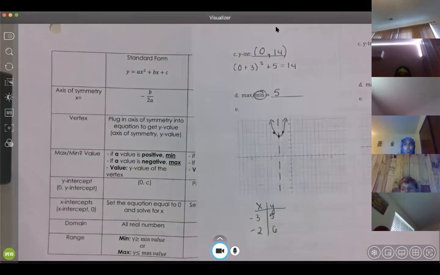Anyone need more time on this before we go on to example 2, because I'll have to shift it over?